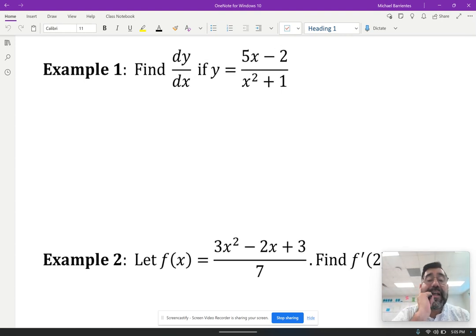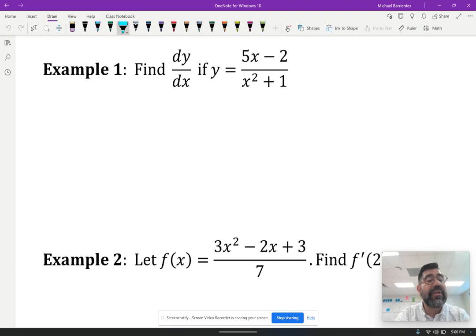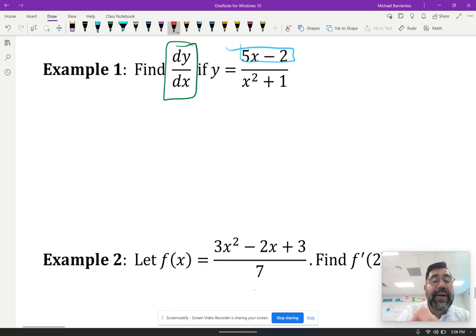Example 1 says, let's find the derivative. I know they're asking for the derivative because they're using this notation. This is the Leibniz notation, dy over dx. It says we're finding the derivative of the y equation with respect to x. Here's my y equation, and it is in terms of x. But I notice that we have a numerator and a denominator, what some people would call the dividend and the divisor. We're dividing two things, blue divided by red. So we're going to do the quotient rule.